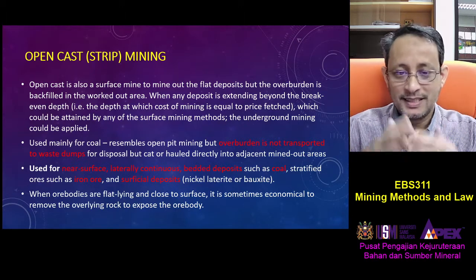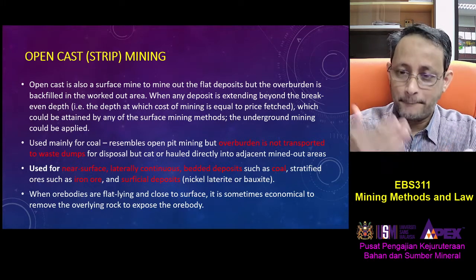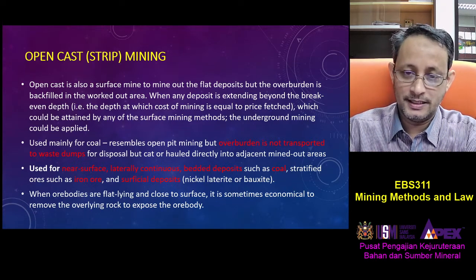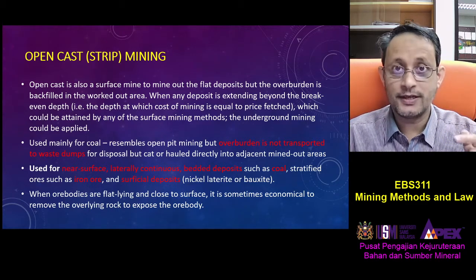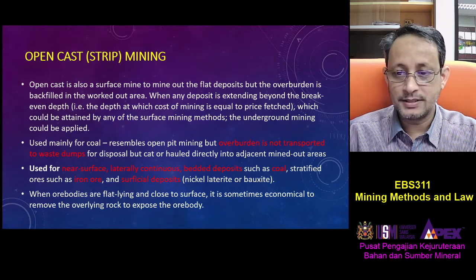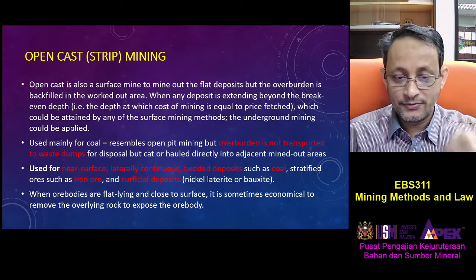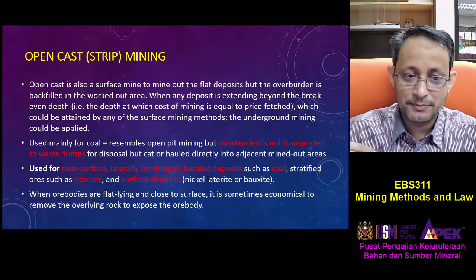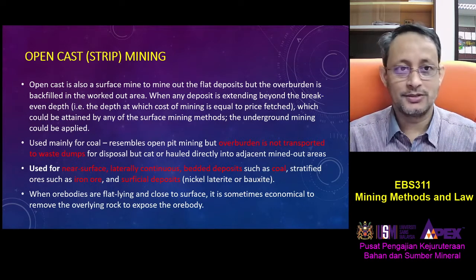Okay, but the overburden is directly put to the adjacent mined out area. You can see that later on in figures that you can see clearly. So mostly they are used for near surface, literally continuous bedded deposits such as coal, stratified ore such as iron ore, and superficial deposits like nickel laterite and bauxite. The examples that we can see in Malaysia, except for coal, iron ore, we do open cast mining.